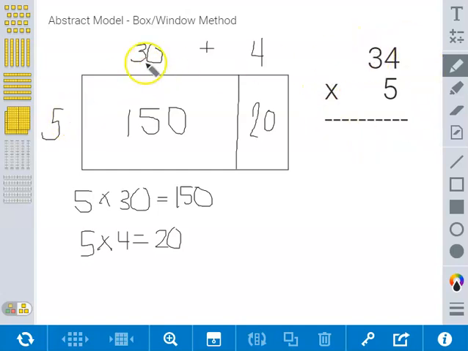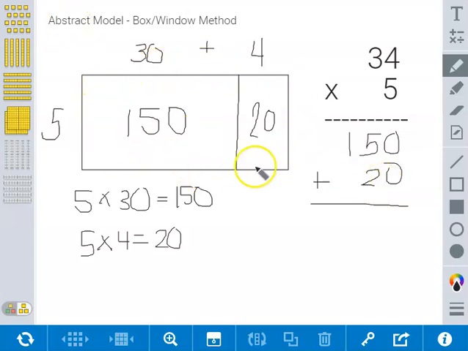So we have 5 times 30, which is 150. And we are going to add that to the product of 5 groups of 4, which is 5 times 4 is 20. And we are remembering that our numbers here should match our numbers here. So 150, 150, and 20, and 20.